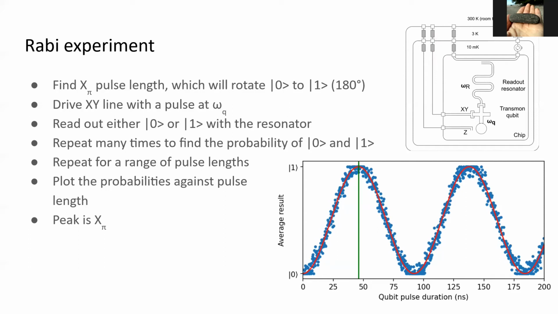When we collapse the wave function of the qubit, we only read a 0 or a 1. So in order to get these in-betweens, we need to repeat the experiment, say 1,000 times, and average it together. We repeat this experiment again across many pulse lengths, and then we plot the average result against the pulse duration, and then we fit a sine wave to the data and find the peak, which represents the pulse length needed to rotate our Bloch sphere by 180 degrees, or pi.